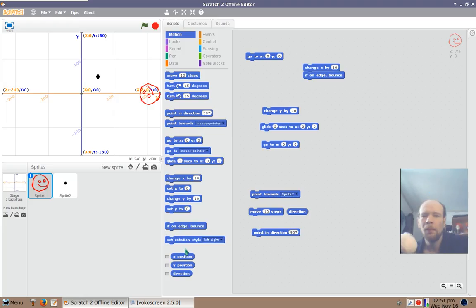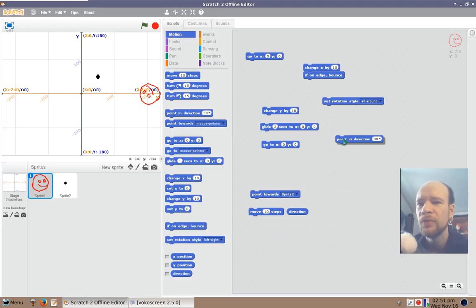Oh. You can set the rotation style. As left, right. I'm trying to think what that one does. I haven't really used this that much. The all around is the way that I was saying, where it would point in the clockwise direction that you set it.